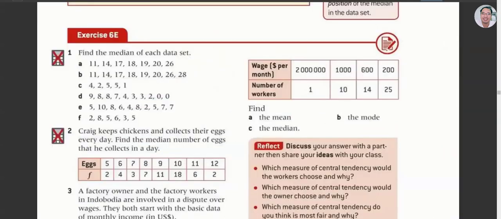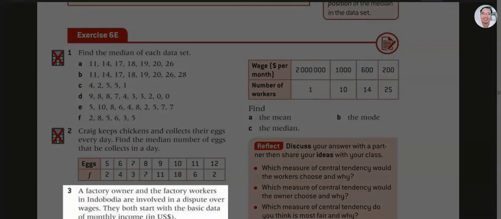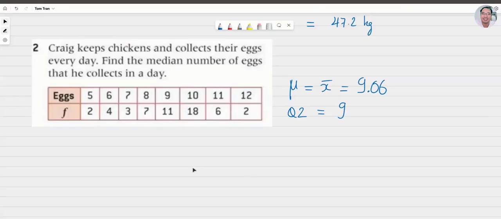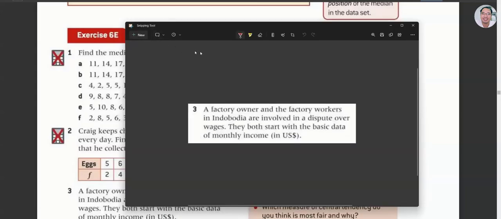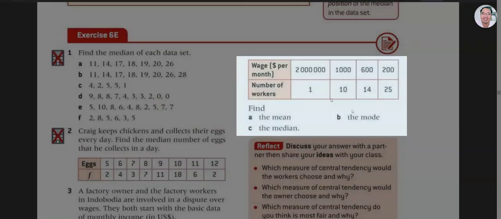Question 3. A factory owner and factory workers in Cambodia are involved in a dispute over wages. They both start with the basic data of monthly income in US dollars. The wage, the salary, the number of workers, find the mean, mode, and median. It's a similar method, just use the calculator.